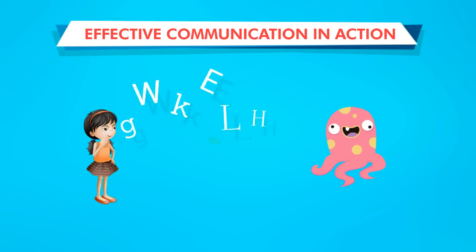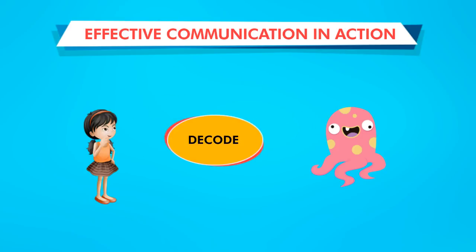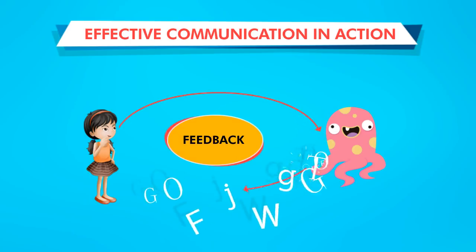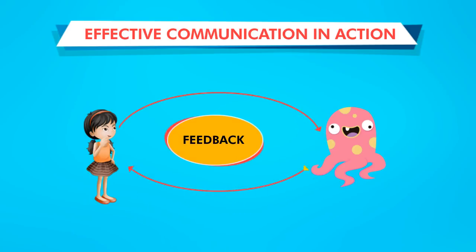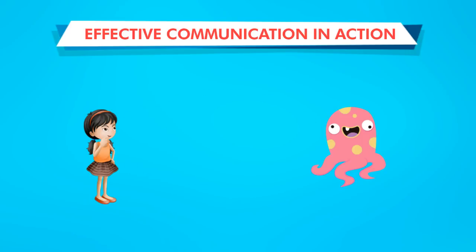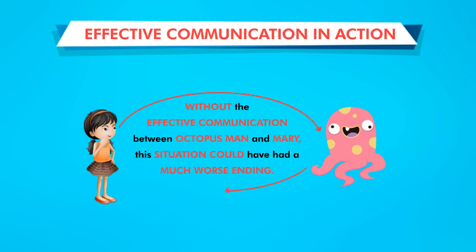Once Octopus Man decodes Mary's message, he provides her with feedback through a series of confirming questions to ensure a shared understanding of the situation is reached. Once confirmed, Octopus Man quickly jumps into action, catches the evildoer, and returns Mary's money to her. Without the effective communication between Octopus Man and Mary, this situation could have had a much worse ending.